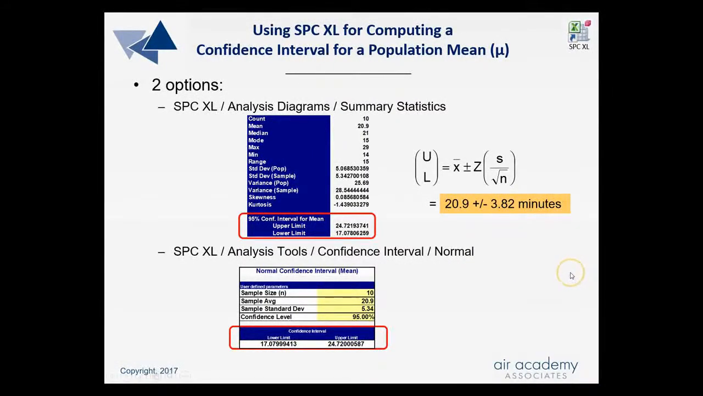A second way to get a confidence interval in SPC Excel is to go to the analysis tools, the confidence interval, and the normal. In this option, you will be asked to put in four different values: the sample size, the sample average, the sample standard deviation, and then your desired level of confidence. Now this option is good because it'll allow you to change from 95% to 90% or any level of confidence. The first option only gives you a 95% and a 99%, which is not shown here, but you can get any level of confidence you want using this option here. But you will have to input these four values in order to get a confidence interval. So let's go to the software.